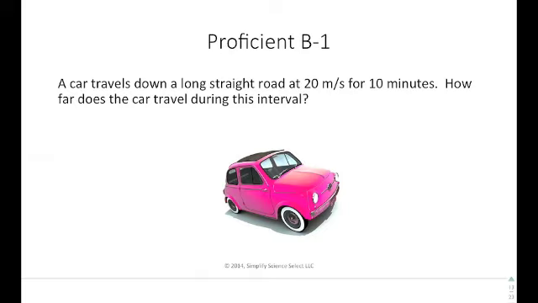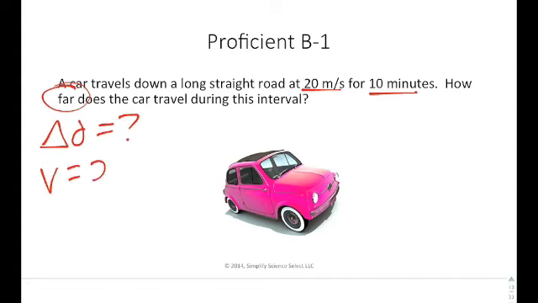So this one says you have a car that's traveling on a long straight road at 20 meters per second for 10 minutes. How far does the car travel during this interval? So if you were to look at this, we've got the numbers, and what we're trying to find. So I'm trying to figure out how far it's going. That's my delta D term. I have the velocity is 20 meters per second, and I have the time of 10 minutes.